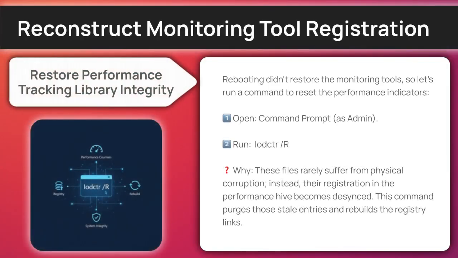We're going to try a more targeted approach now. You can pause the video whenever you need to follow along. Rebooting didn't restore the monitoring tools, so let's run a command to reset the performance indicators. First, open command prompt as admin. Second, you're going to type lodctr /r, then hit enter.